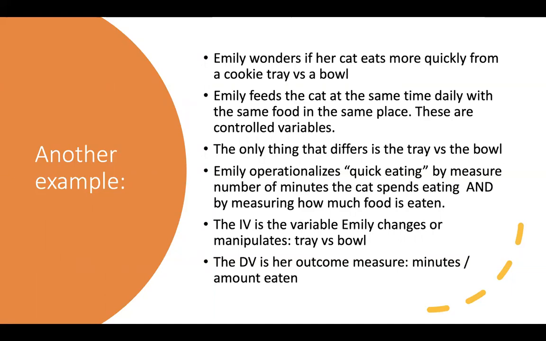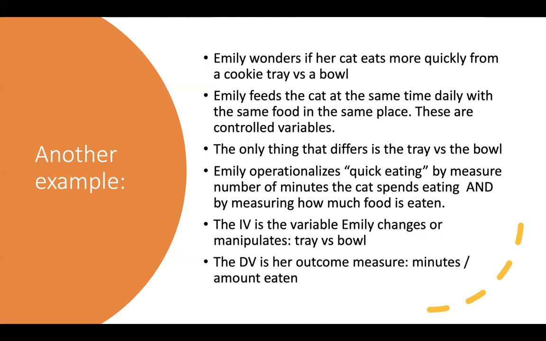Then she says, okay, I want to know if the cat eats more quickly. Well, what does that mean, to eat more quickly? Her construct is, I eat more quickly. How she operationalizes that construct is by measuring the number of minutes the cat spends eating and by measuring how much food is eaten. Both of those things together are in her measurement of quick eating. Okay, so the independent variable is the one she changes, the tray versus the bowl. The dependent variable is how quickly the cat eats, or operationalized as number of minutes and amount eaten.